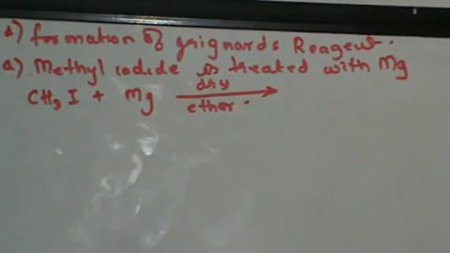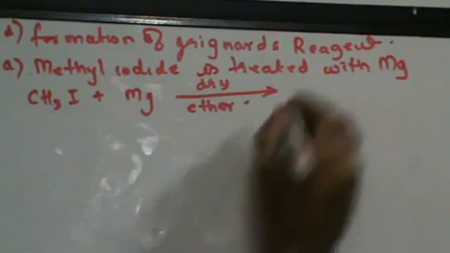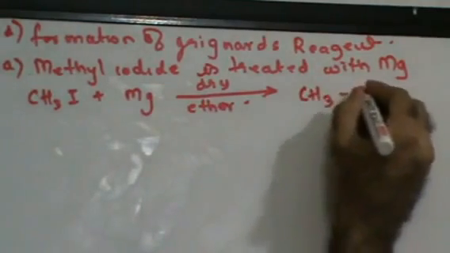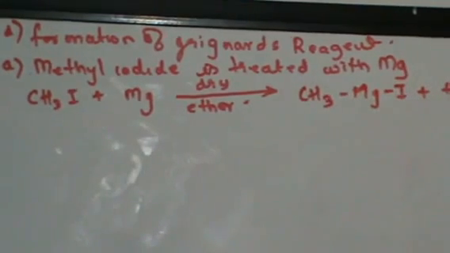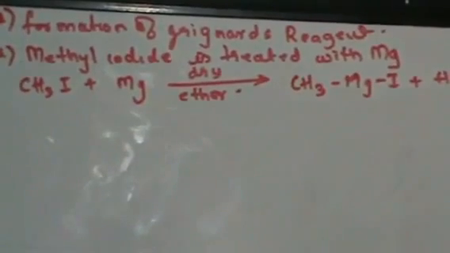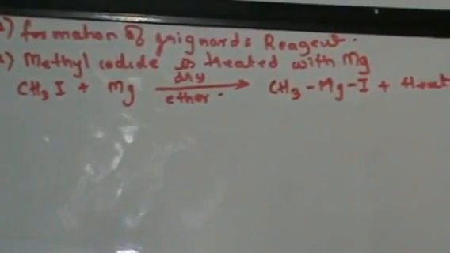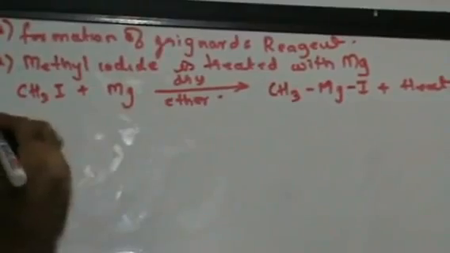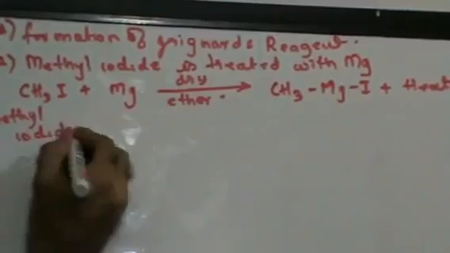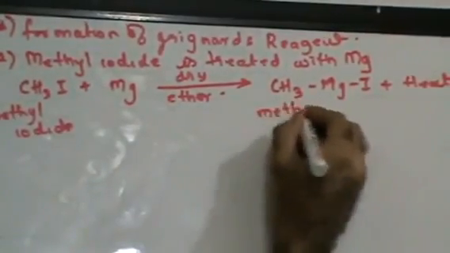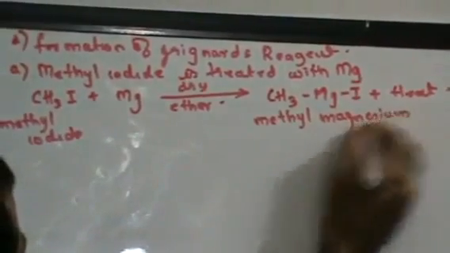You will have an addition reaction taking place. Addition reaction: 2 or more reactants combine together to form a single product. So you will get methyl magnesium iodide plus heat energy. It's an exothermic reaction. You will have some amount of heat energy released. So this is methyl iodide and this is methyl magnesium iodide.